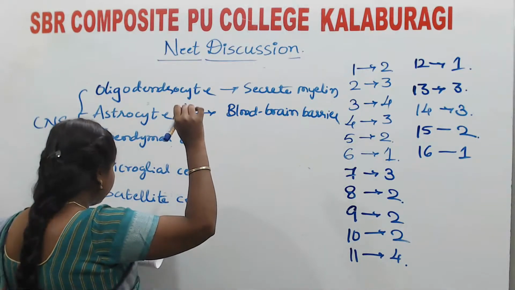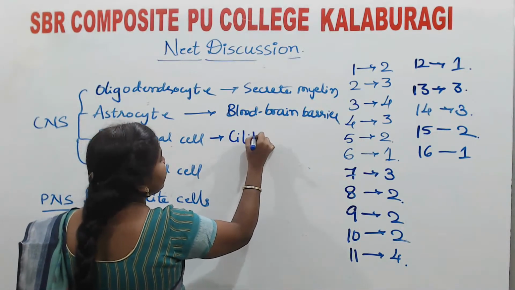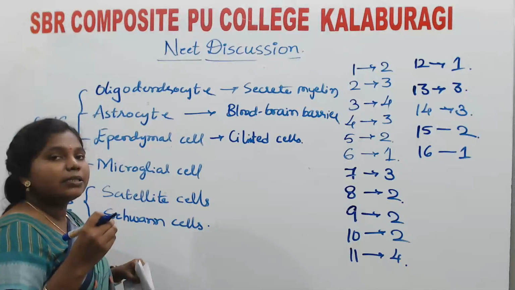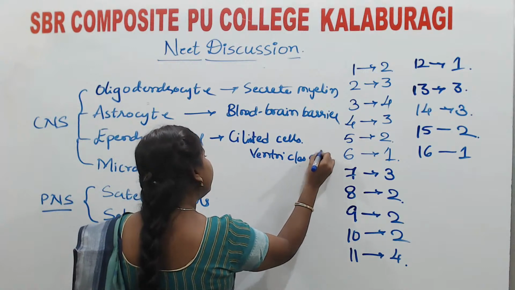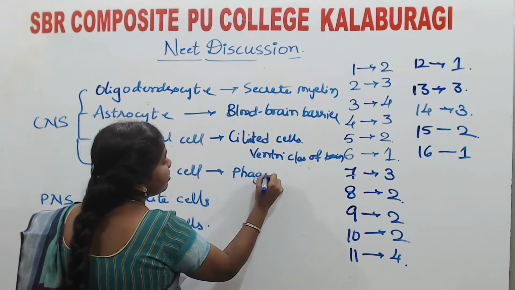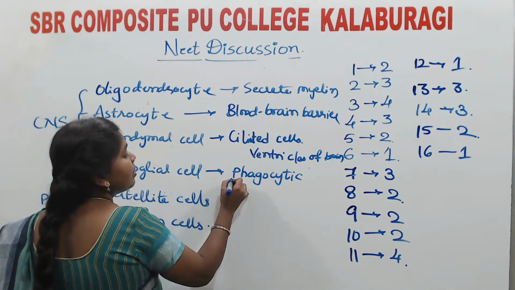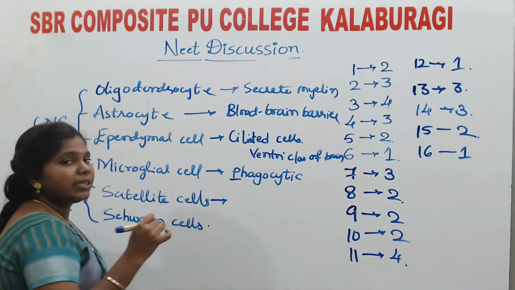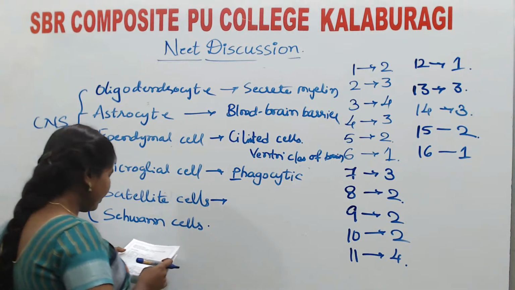And next one is ependymal cells. Ependymal cells are ciliated cells present in the ventricles of the brain. This will help in the distribution of the cerebrospinal fluid. These are present in the ventricles of the brain. And next is the microglial cells. Those are phagocytic in function. When there is inflammation or infection in the central nervous system, then these will differentiate into phagocytic cells. And satellite cells are present surrounding the peripheral nervous system ganglia.